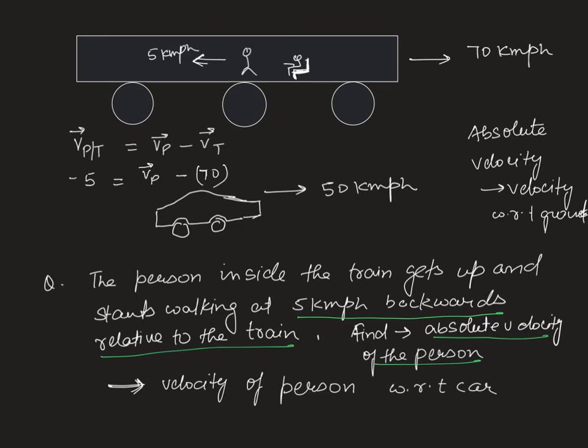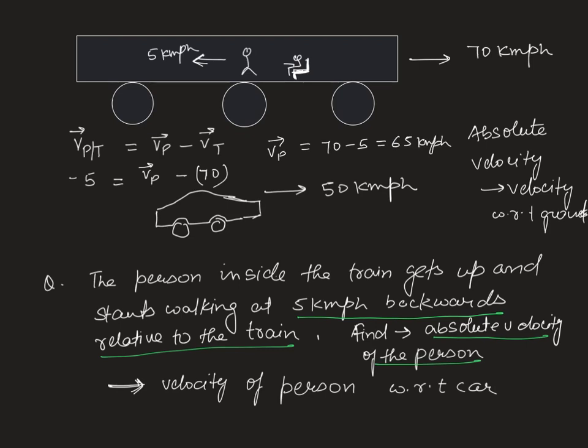Don't confuse with the minus sign here. This minus sign comes from the formula. So please take that into account. The 70 is plus. So what will be the velocity of the person? The velocity of the person will be 70 minus 5. That will be equal to 65 kmph.